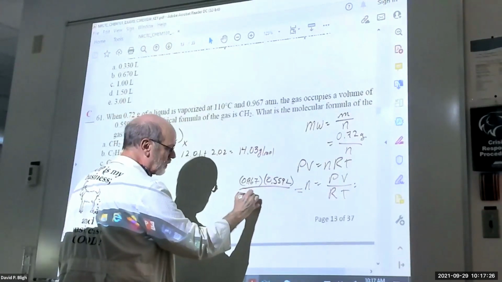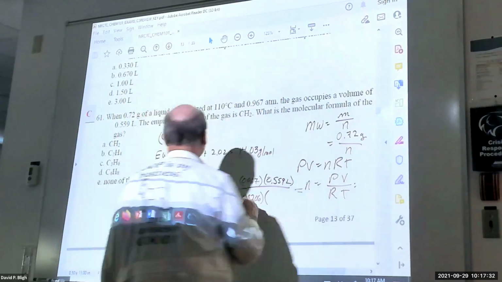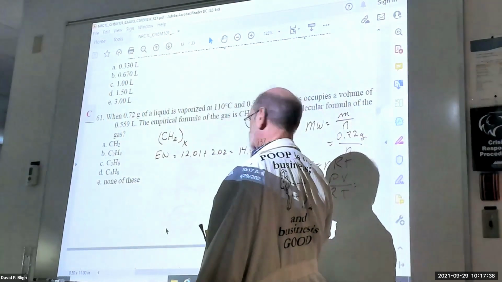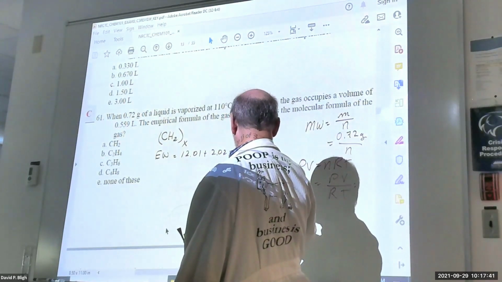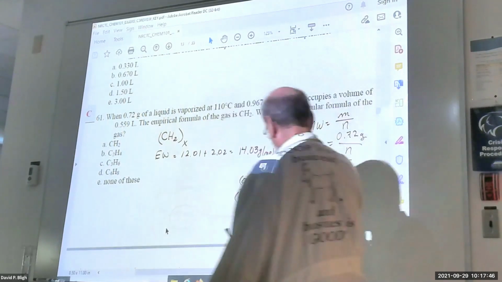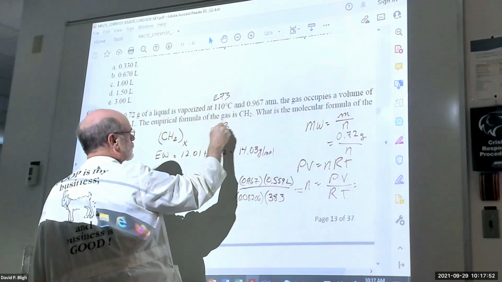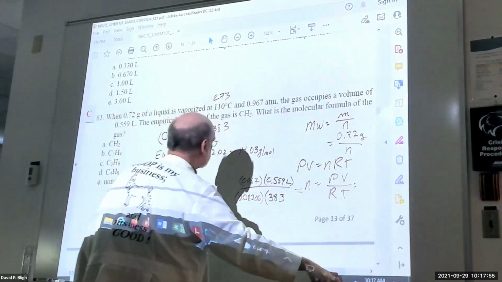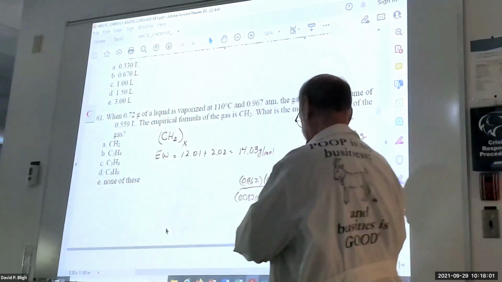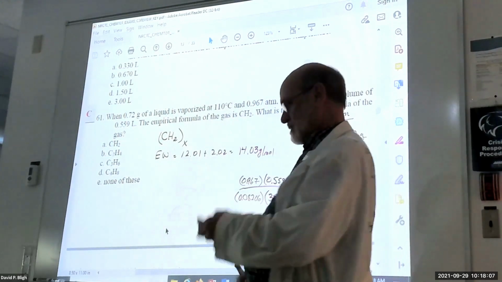R, 0.08206 liter atmospheres per mole K. And then the temperature, 110 C, which is, I'll do that in my head. 383, right? Three, 83. Yep. 383 K. All right, so that gives us the number of moles. Plug it in here, we find the molar mass. So let's do that.